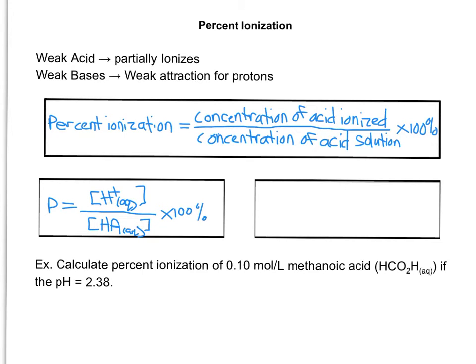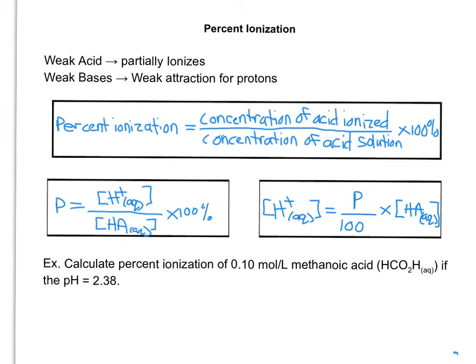And if we rearrange that, we can get a formula for hydrogen ion concentration. So our hydrogen ion concentration is going to equal percent ionized divided by 100 times the concentration of the acid.